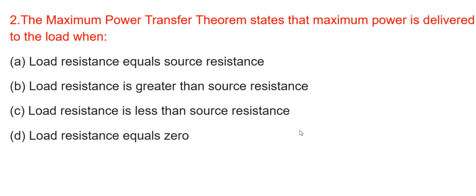Second question: the maximum power transfer theorem states that maximum power is delivered to the load when, option A, load resistance equals the source resistance. B, load resistance is greater than the source resistance. C, load resistance is less than the source resistance. D, load resistance equals 0. Pause the video and try the answer.